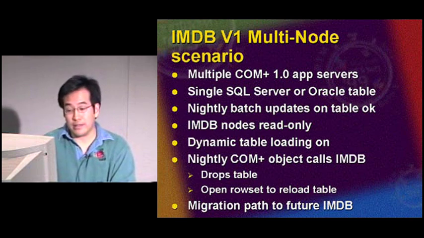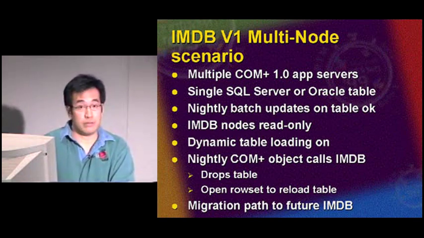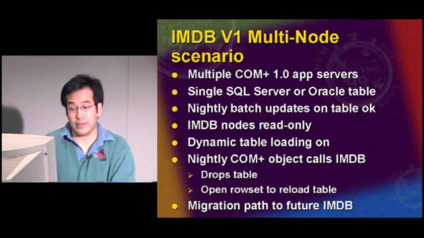And by using this method, we provide a natural migration path to future IMDb when we do provide coherent caching on the IMDb node. By implementing with IMDb version 1 now, it's very natural to move to coherent caching later. Later on, you'll just have to remove the COM objects that do the drop table and open row set, because the coherent caching will do that naturally for you, during the day as well, as new transactions are populated to the IMDb table on any node.